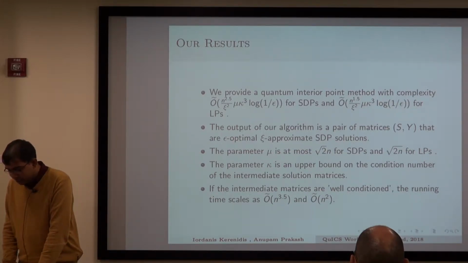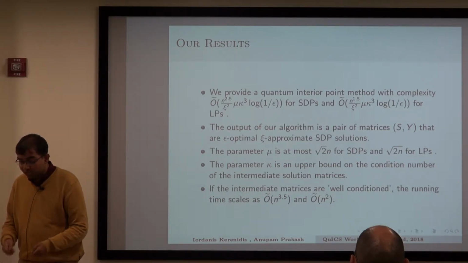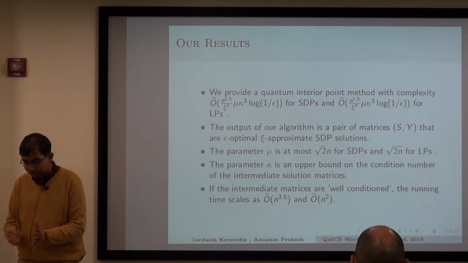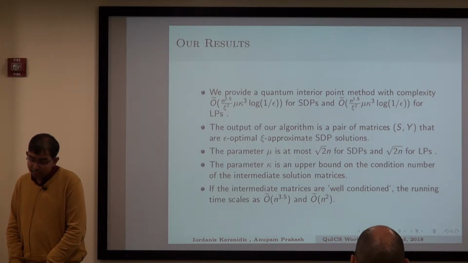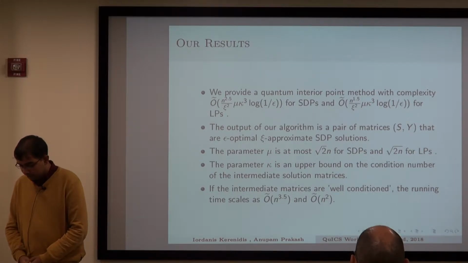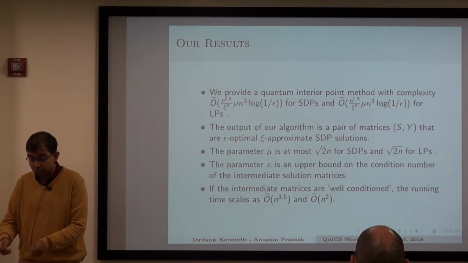The output of our algorithm will be a pair of matrices S, Y. They'll be classical matrices S and Y, and they will be epsilon optimal. By epsilon optimal, I mean that the duality gap would be at most epsilon. And they would be xi approximate. By xi approximate, I mean that the SDP constraints will be satisfied only to an error xi. So the output of the algorithm would be comparable to the classical SDP solver. It will output a pair of matrices which are roughly optimal, epsilon optimal in the sense of duality gap and xi optimal in terms of the constraints.